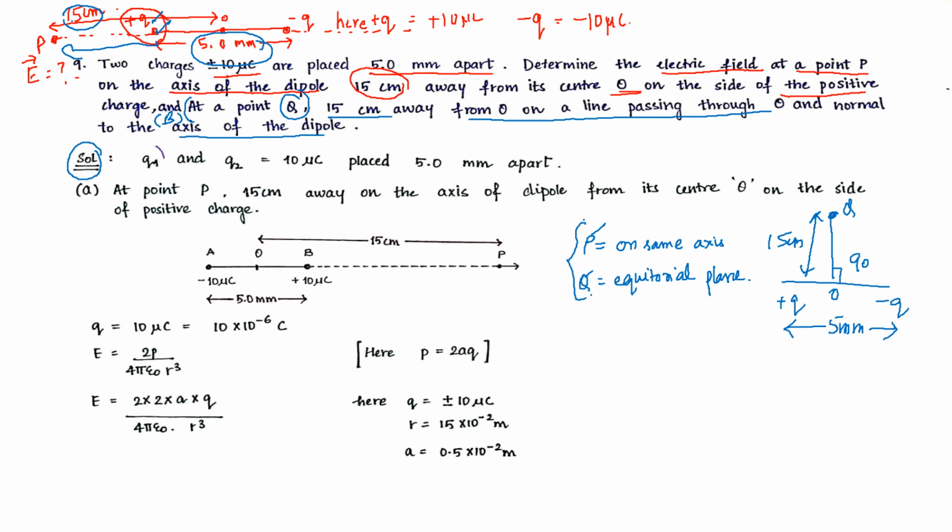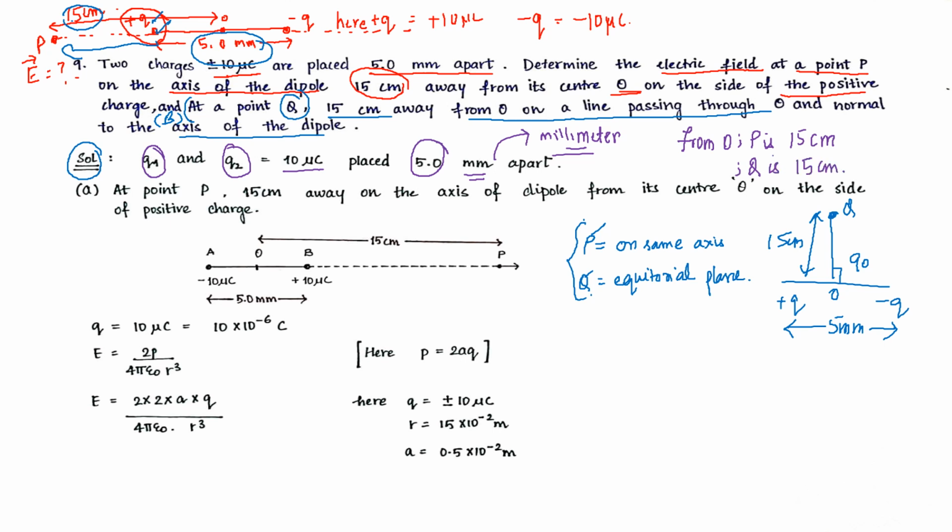The magnitude of Q1 and Q2 is 10 microcoulomb, which are placed 5 mm apart. Here we are dealing with millimeter. Okay, it is an extremely small dipole. Whereas the distance of P and Q from O is 15 centimeter, quite a long distance compared to the size of the dipole. From O, Q is also 15 centimeter.